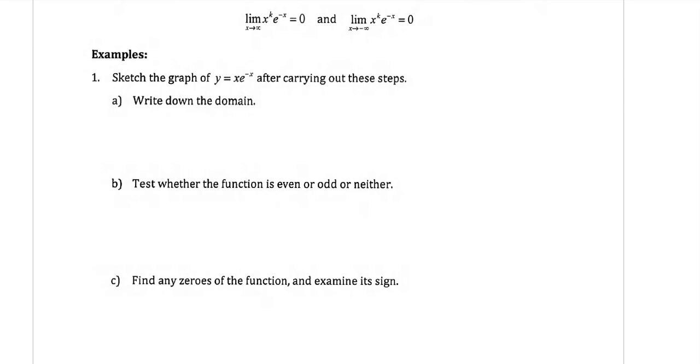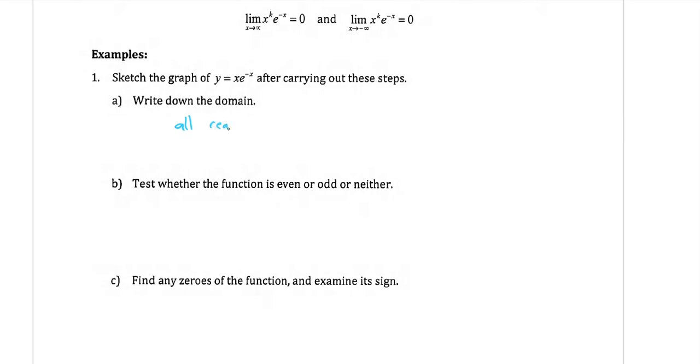Okay. Question number 1. Sketch the graph of y equals x times e to the negative x after carrying out these steps. First of all, what is the domain? Domain is talking about x values. Is there any restrictions on the x value for the exponential part? No, because you can have any x value. And x itself, like y equals x, that's a straight line. It can also be any value of x, right? So what do you think the domain is? Oh, you guys are geniuses.